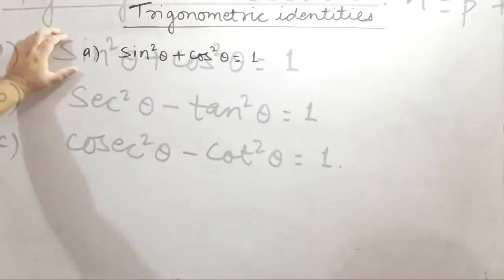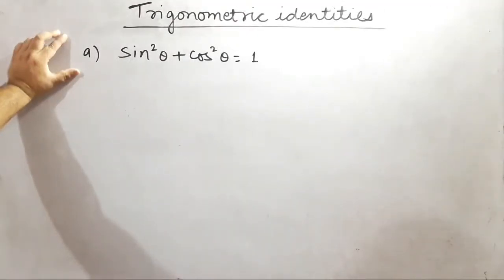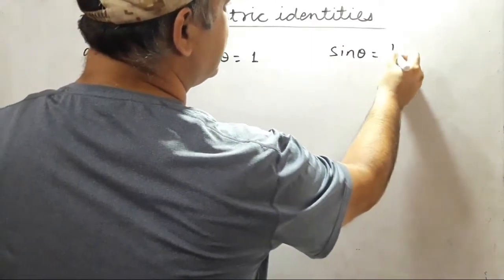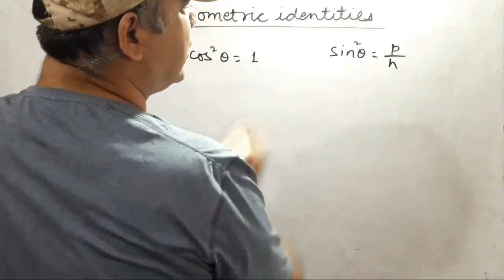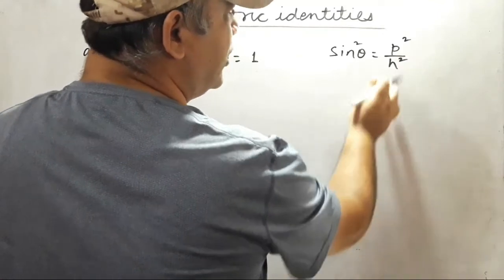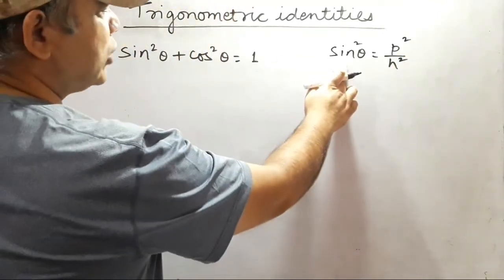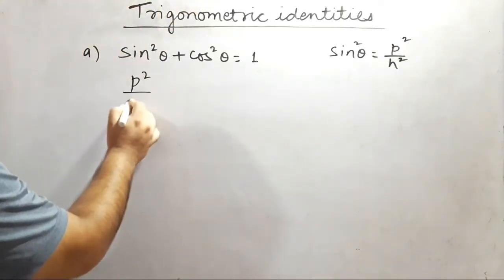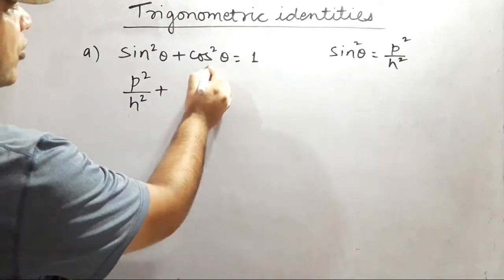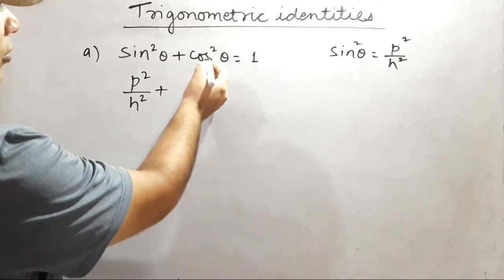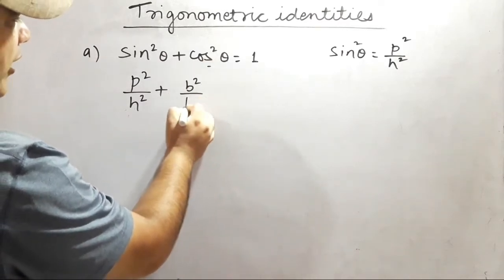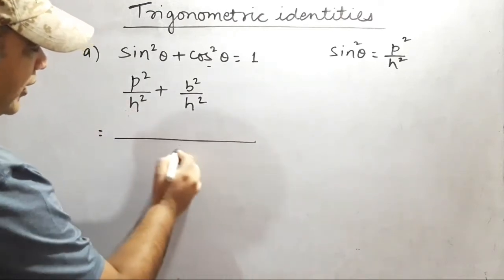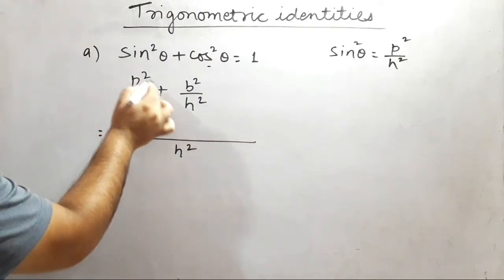Let's prove the first relation, that is sine square theta plus cos square theta equal to 1. As we know, sine theta is equal to p by h. So if I square here, then the perpendicular and hypotenuse are both squared. So I can write sine square theta equals perpendicular square by hypotenuse square, so sine square theta is p square by h square, plus the ratio of cos theta, which is b by h. So I can write cos square theta equals b square by h square. Hypotenuse square comes common here, so I can write p square plus b square directly.